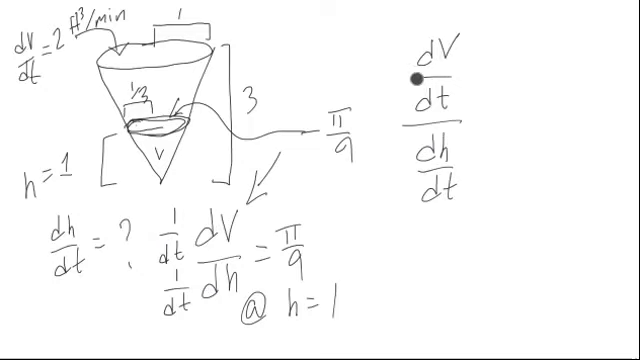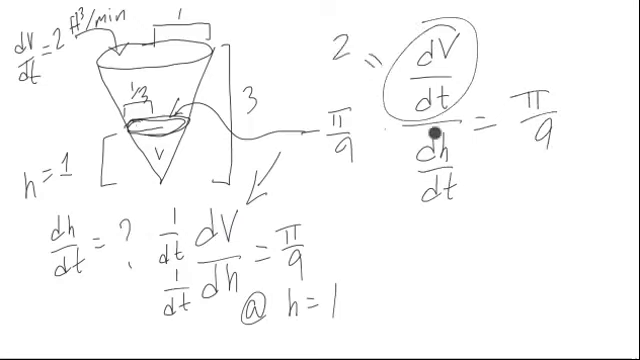So we have dV/dt over dH/dt is actually equal to dV over dH, which is equal to pi over 9. And we know what dV/dt is. dV/dt is 2. So we can solve for dH/dt, multiply it over, divide by pi over 9 over here, and we end up getting 18 over pi is equal to dH/dt.